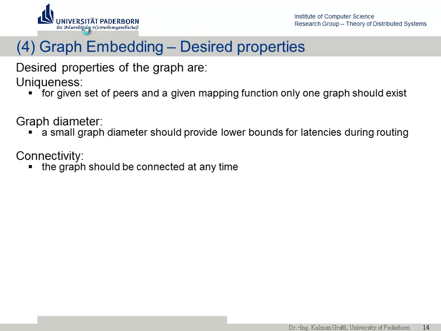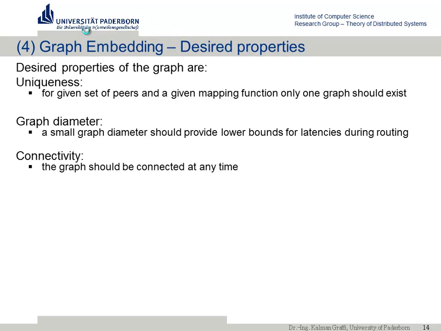Okay, the desired properties. It should be unique. That means that for a given set of peers, you want only one graph as output in the ideal state. You want to have a unique graph basically. It's just a desired property, not a must.